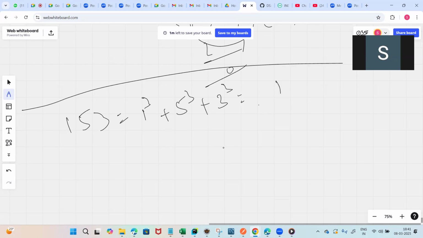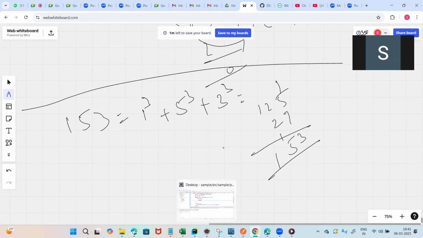1 cube is 1, 5 cube is 125. See guys, what I am trying to do, I am fetching each and every digit, and making a cube of it, and adding up to the sum. Kundan, clear?